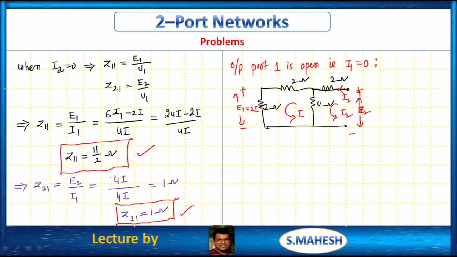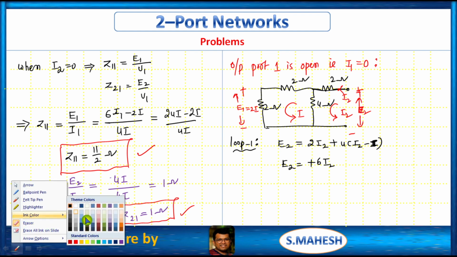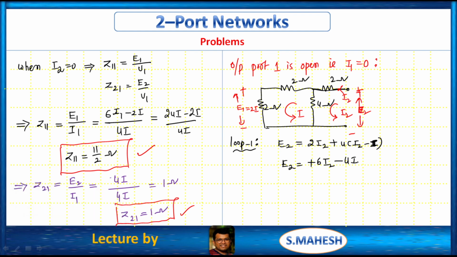Now from loop 1, we have E2 equals 2I2 plus 4I2 minus I. From this, E2 equals 2I2 plus 4I2, that is 6I2, minus 4I. Right? This is equation 1.